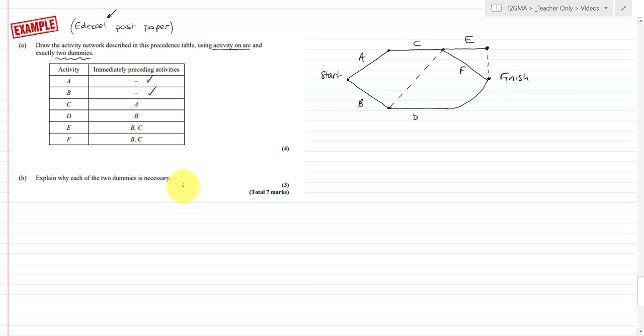I've obviously done part B as well by explaining why the two dummies are necessary. Typically, in this curriculum, this dummy from B to the start of E and F is really important, and you'll see that. This dummy here doesn't seem to come up quite as much, but it's important that you recognize those types of dummies exist.